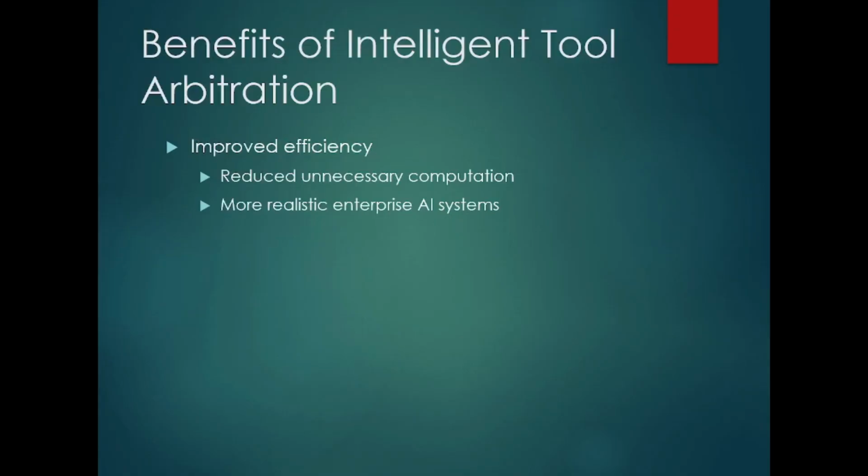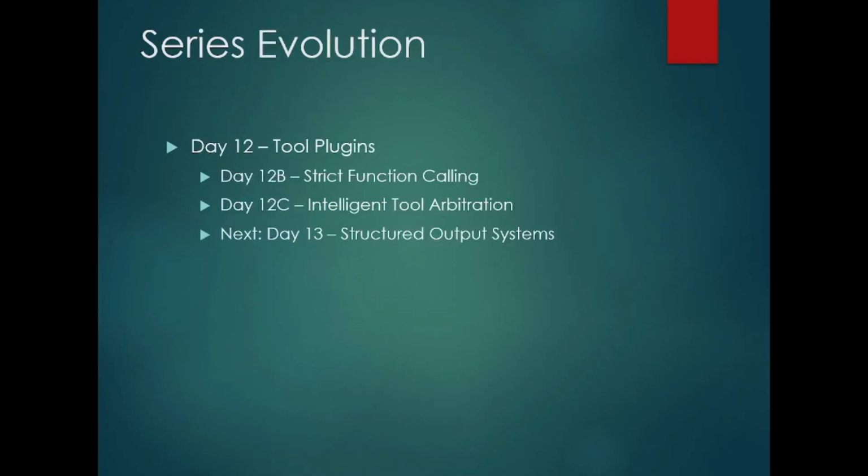So improve efficiency. There is no need to execute all the tools at the same time if not required. So you can reduce the wastage of resources, more aligned with the enterprise AI system. So Day 12B is the final tools plugin we have introduced. In 12B we introduce strict function calling, and in 12C we introduce the tool arbitration that we generally do.